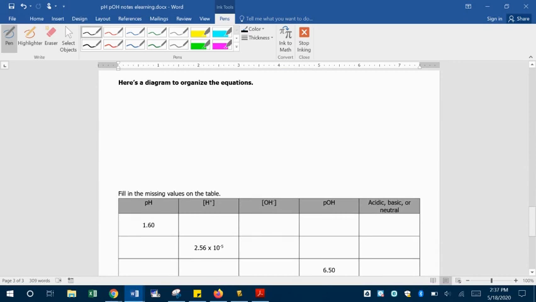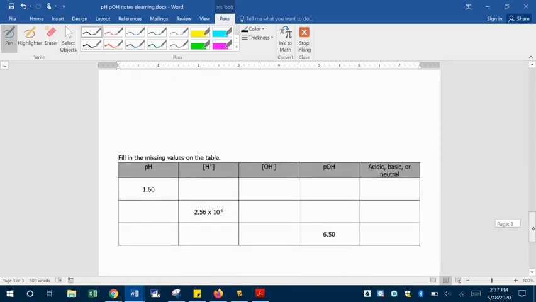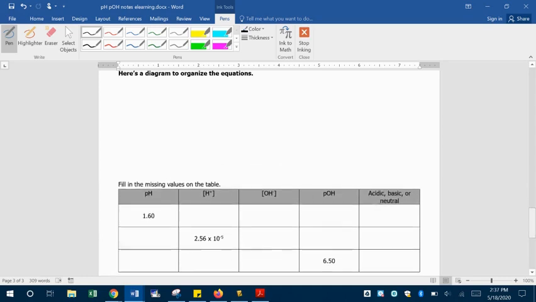So it might seem like we've learned a lot of equations today, and the easiest way is to organize it into this little diagram that I'm going to draw for you. So the four things that we've learned how to calculate between are the concentration of hydrogen, the concentration of hydroxide, pH, and pOH.